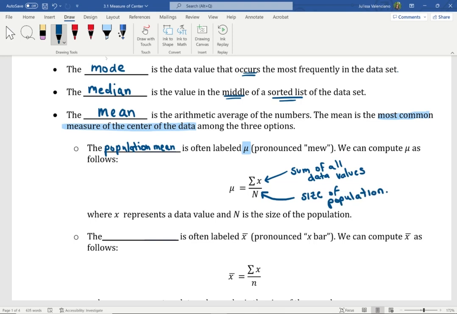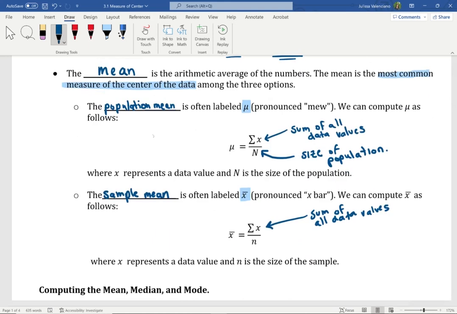Now, if you're calculating the sample mean, we use x bar to denote the sample mean. If we're calculating the sample mean, x bar, we're going to take the sum of all data values, and we're going to be dividing by n, lowercase n. Lowercase n here represents the size of the sample. Notice it's the same formula. We're summing all the data values and we're dividing by the number of data values that we have.